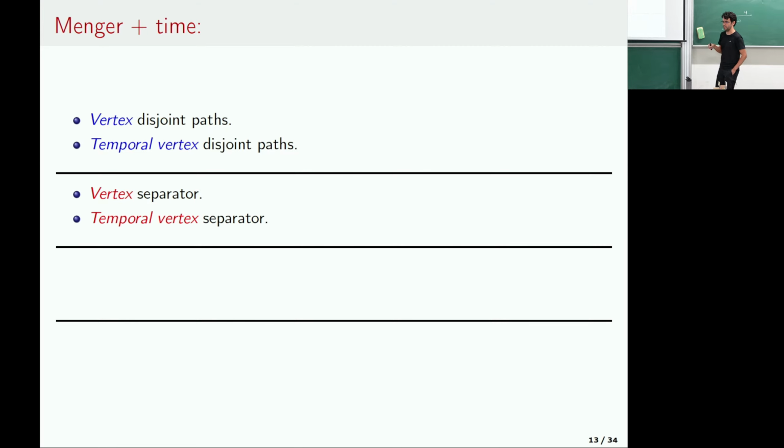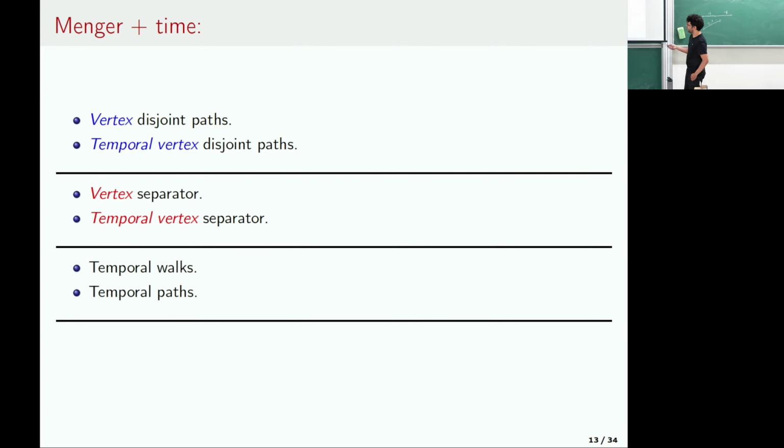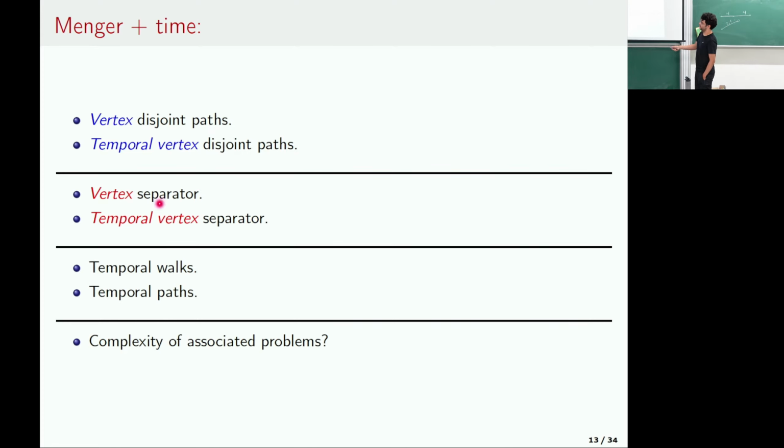Right now I want to find the vertex. They can share a vertex, they just cannot share a vertex at the same time. And I don't want to delete everyone. I want to delete a vertex at specific times. And also I can think whether I'm talking about disjoint walks or disjoint paths. So there is a lot of stuff that we can consider for the Menger thing. And also, for each one of these kinds of definitions, we will have some kind of associated problem, whose complexity we can analyze.